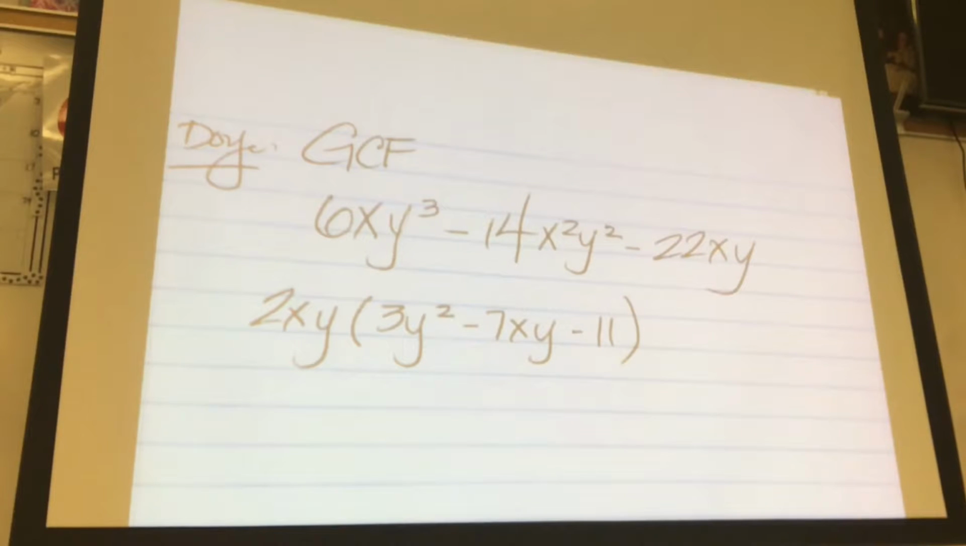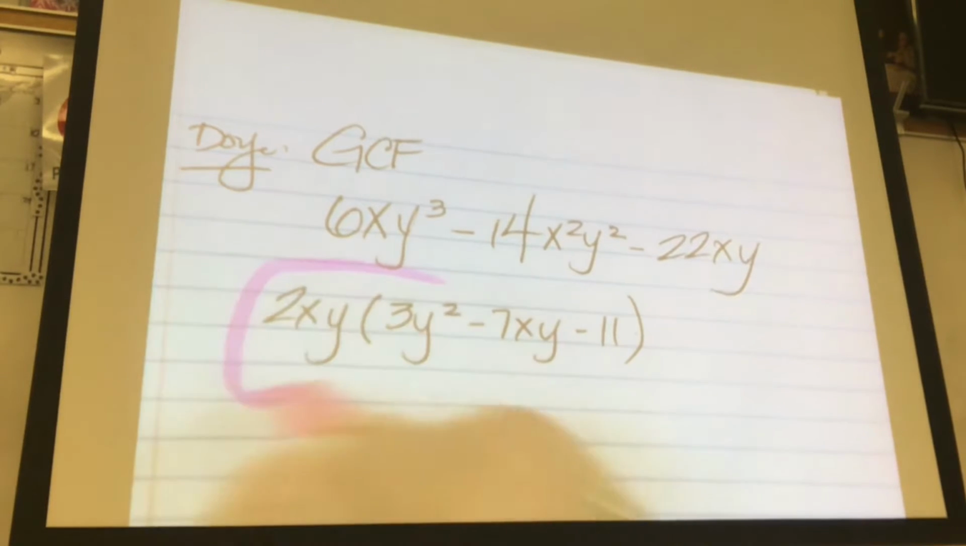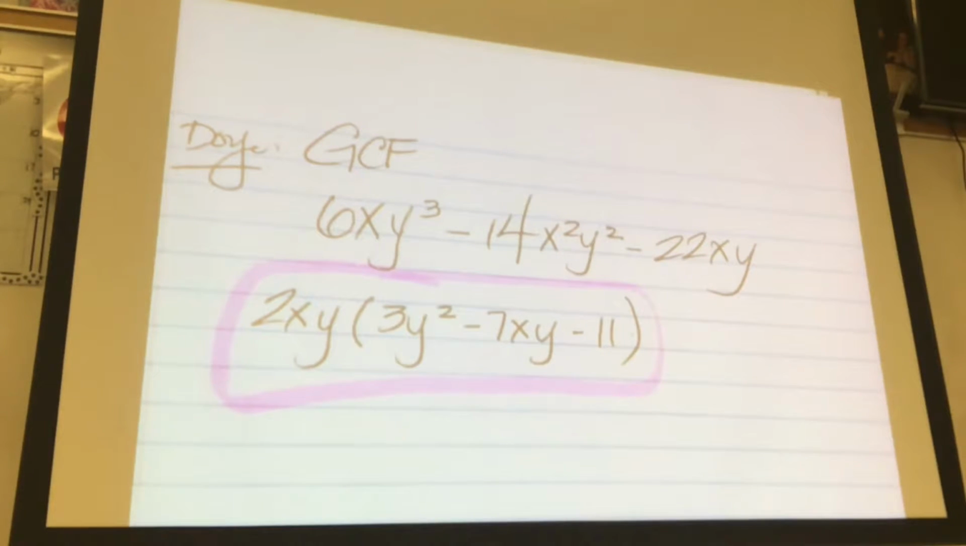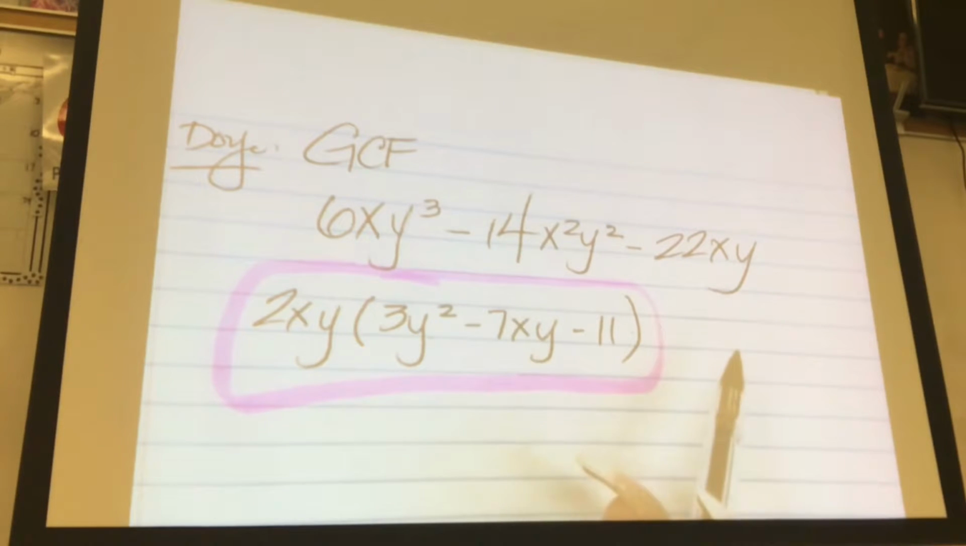So 2xy minus 7x, 3y squared. Yeah. 2x, y, parentheses, 3y squared minus 7x. And then a y also. And then minus 11. Oh, you forgot a y from everything too? All right, your greatest common factor was a 2xy. When you take out a 2, an x, and a y, you're left with 3y squared minus 7xy minus 11.